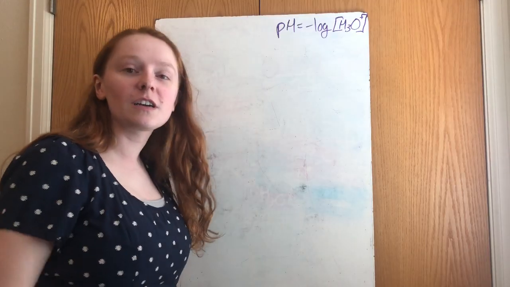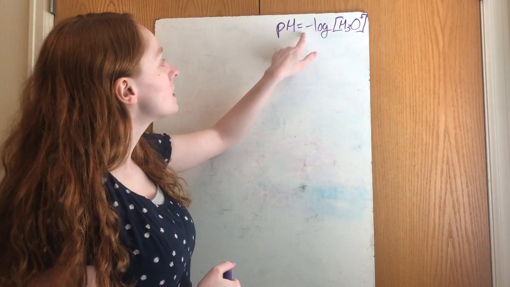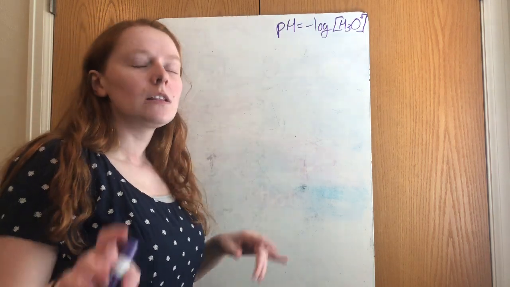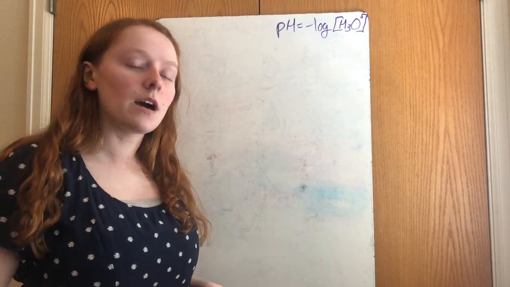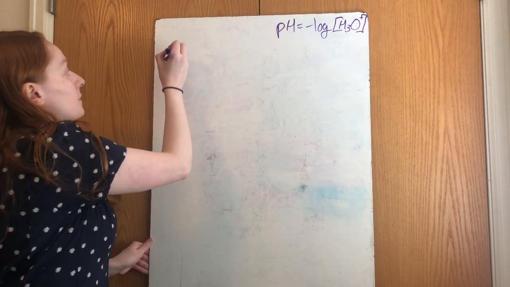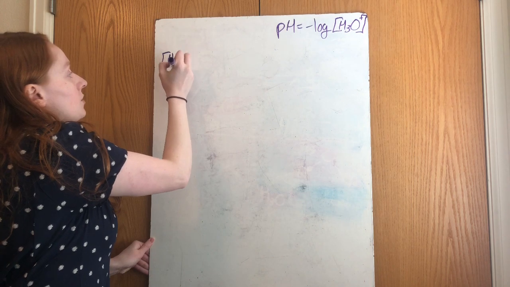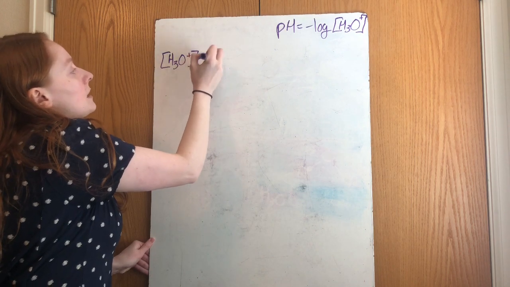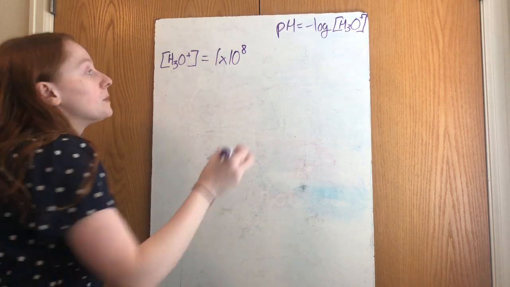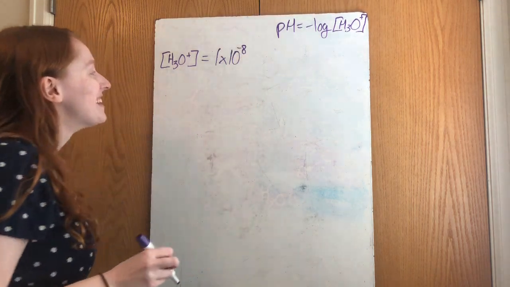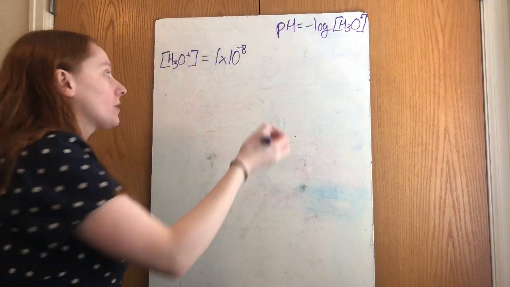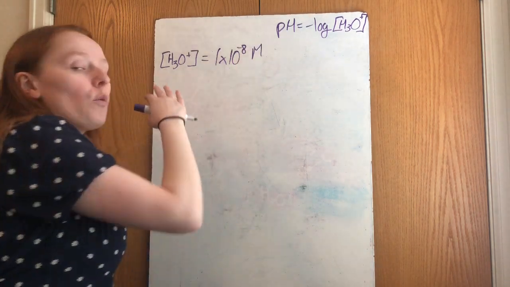So the formula for pH is that pH is equal to the negative log of the concentration of H3O+ in molarity. Looks really scary because there's lots of letters going on, but fortunately it's going to be easier than you think. So for our first practice problem here, I'm going to give you the concentration of H3O+ is equal to 1 times 10 to the negative 8. Okay, so this is our first problem. If the concentration is equal to 1 times 10 to the negative 8 molar, what's the pH?